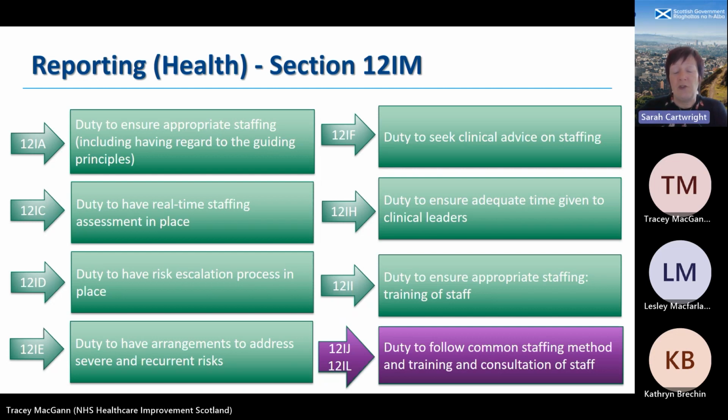So when we're looking at the duty to follow the common staffing method and the associated training and consultation of staff, organisations will have to report on how they have carried out those two duties across that financial year, whether they faced any challenges or risks in carrying out those duties, and the steps they will take to address such challenges. Now, in order to ensure consistency of information across all the organisations, they will be provided with a reporting template from the Scottish Government to complete, and that will also have associated guidance on the type of information and details that should be included.